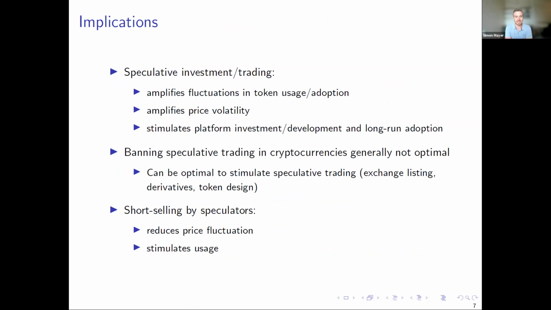What are the implications of these results? Well, I show that speculative investment, or the presence of speculators, amplifies fluctuations in token usage and adoption and can amplify price volatility of tokens, but can also stimulate platform development and long-run adoption. Is banning speculative trading in cryptocurrencies and tokens optimal? I answer this question in the negative. It can even be optimal to stimulate speculative trading on purpose. I also studied the effects of short selling by speculators, and this can also have a beneficial effect. Namely, by short selling, speculators reduce token price fluctuations, thereby making the token price more stable and stimulating adoption.